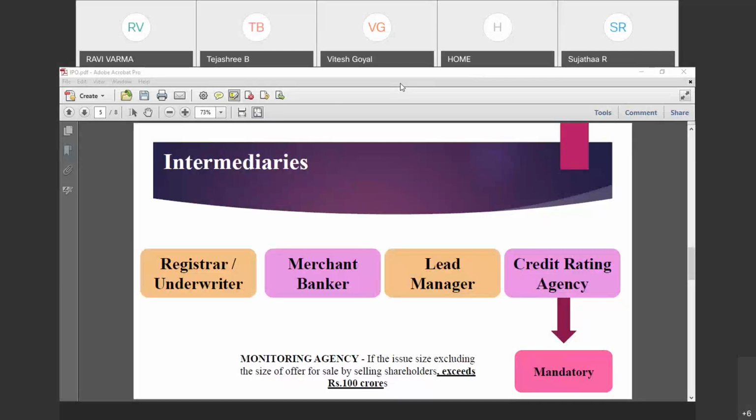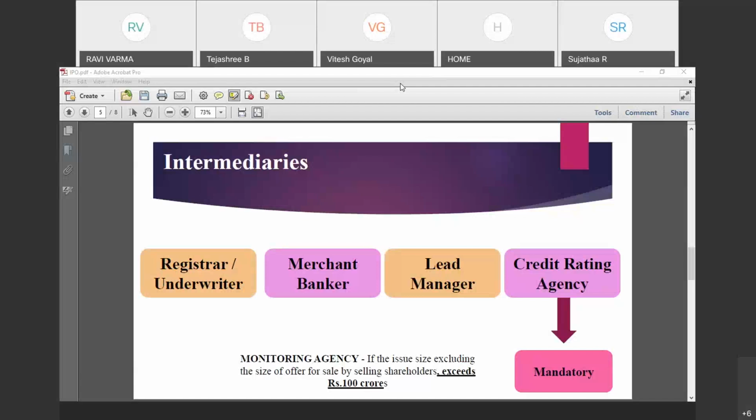Keep writing that for merchant banker public announcement, keep writing like this. Lead manager. See, the lead manager's job is that they will basically look into the entire issue. They will coordinate with the various QIBs who are going to invest. They will request other people also, like, for example, many mutual funds. They will keep sharing information about the company, that you can do this, or that the company has good prospects.